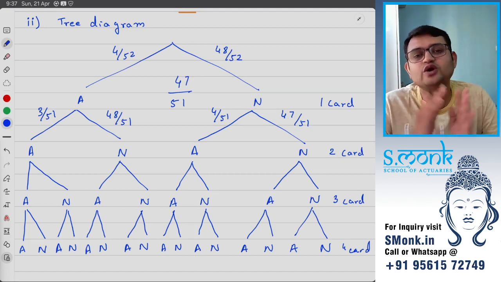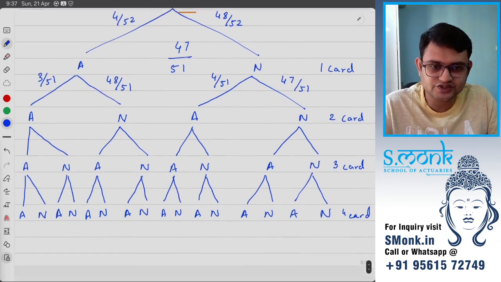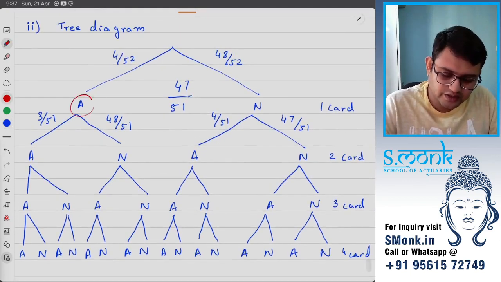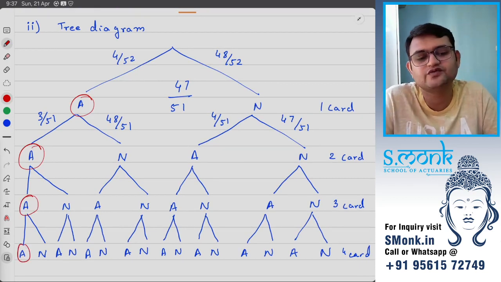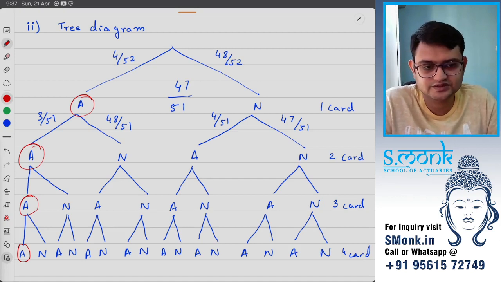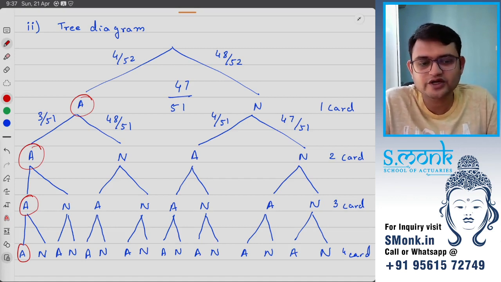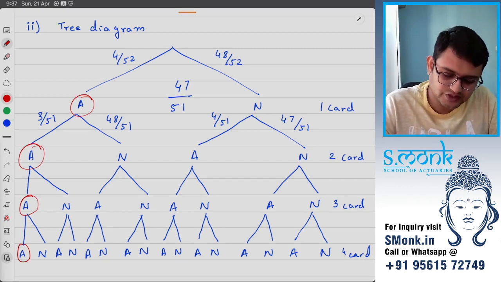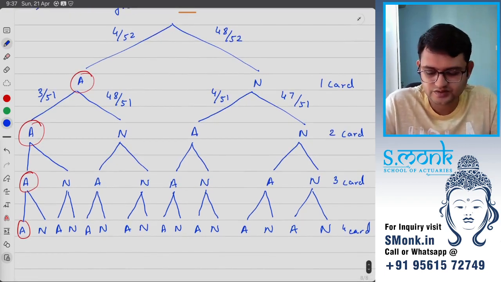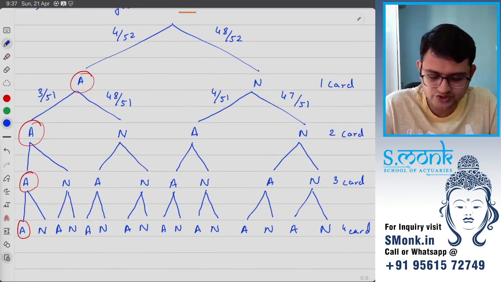Now we don't want all the branches. We just want the branch that has 4 aces. We just want ace, ace, ace, ace. This is the branch that we want, where we get all 4 aces. Okay. So I will not complete the whole probabilities of each one of those branches. What I will do is I will just complete the probabilities here, okay, of this branch.